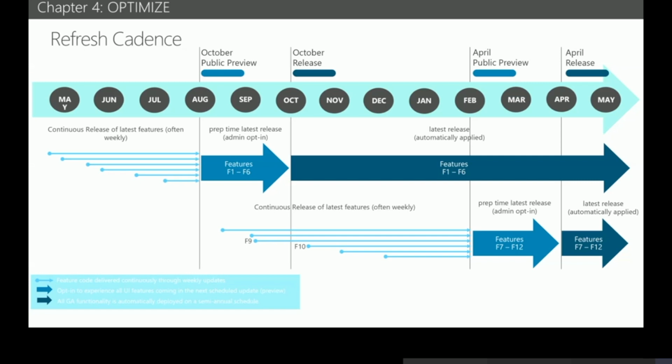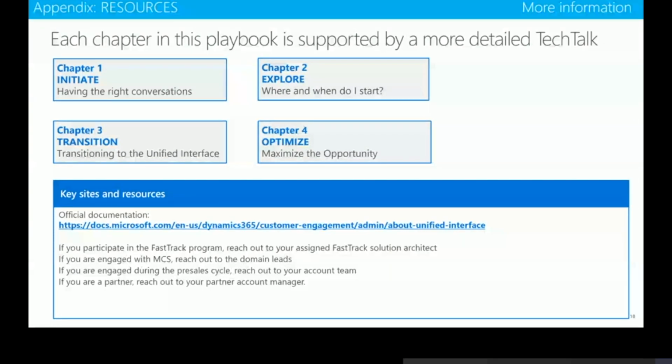So we will quickly round up with a discussion around resources, and then I'll open for some questions. If you look at this playbook, it's a good resource to give you a table of contents to the entire space, something that is printable and that you could use as a quick guide. But for each of the chapters, Initiate, Explore, Transition, and Optimize, we have a more detailed tech talk that zooms into those topics in more detail, and we will share those with you in future.